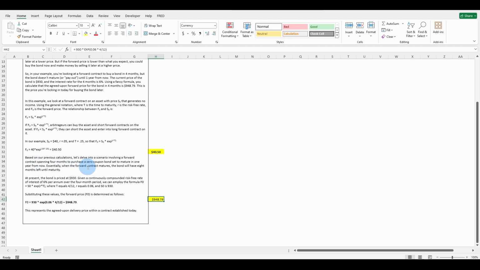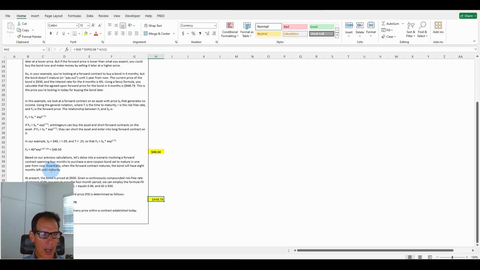Based on our previous calculation, let's delve into a scenario involving a forward contract spanning 4 months to purchase a zero coupon bond set to mature in 1 year from now. Essentially, when the forward contract matures, the bond will have 8 months left until maturity. At present, the bond is priced at 9.30. Given a continuous compounding risk-free rate of interest at 6% over the 4-month period, we can use the formula F0 equals S0 times e^(rT), where T is equal to 4 divided by 12. Substituting these values, the forward price is determined as follows.